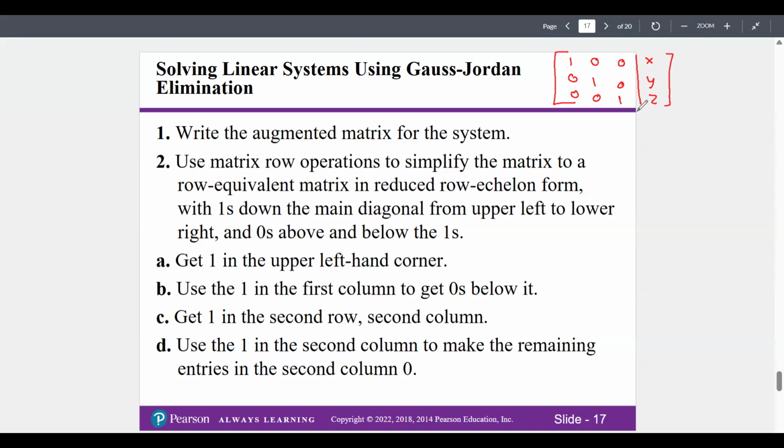So we're going to write the augmented matrix again. We're going to do the row operations to get to a reduced row echelon form, which is what this is called. So we're going to simplify the matrix to a row equivalent matrix in reduced row echelon form with ones down the main diagonal from the upper left to lower right and zeros below the one. And we're only doing this for 3 variables right now, but you could do this for other variables.